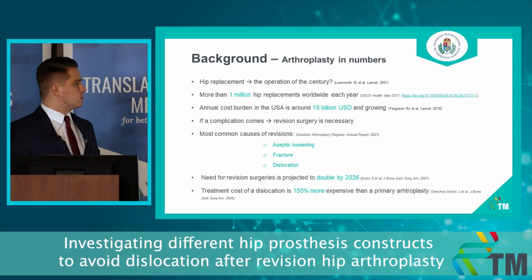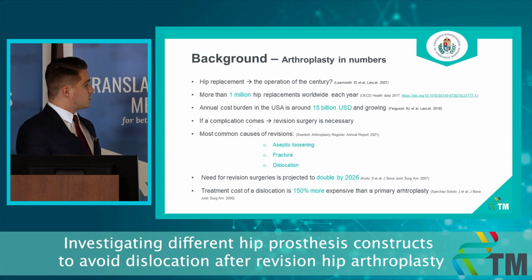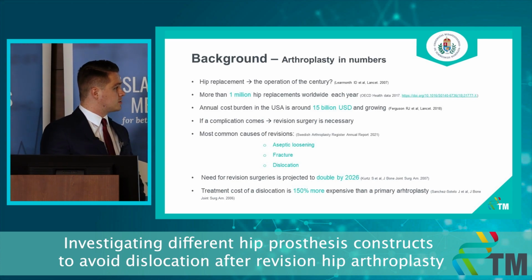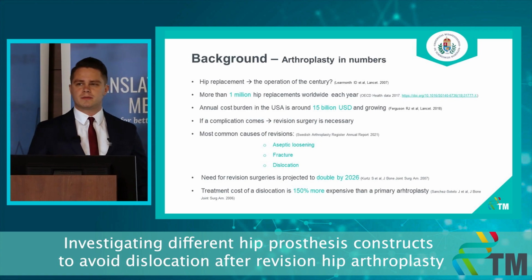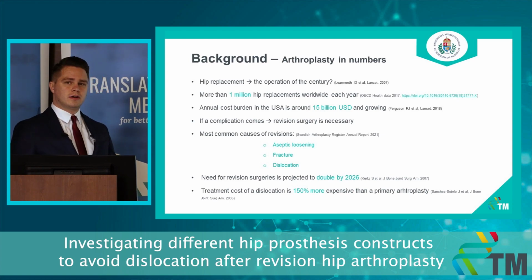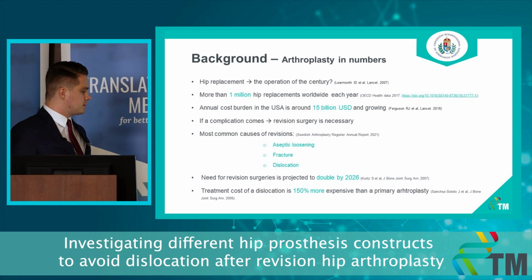That's why the annual cost burden of hip replacement in the United States is around $15 billion US, and it's growing every year. And when a complication arises after a primary hip replacement, a revision surgery will become necessary, and the revision surgery is even more expensive than the primary surgery. The most common causes of a hip replacement revision are the aseptic loosening, the periprosthetic fracture, and the dislocation.